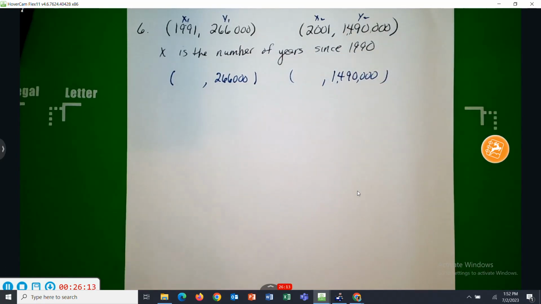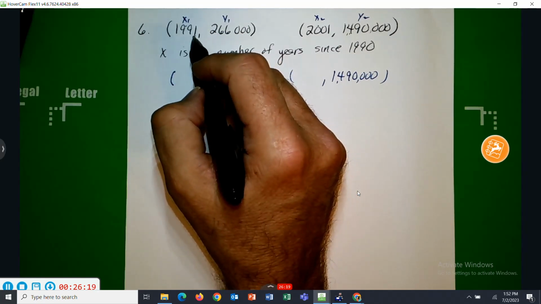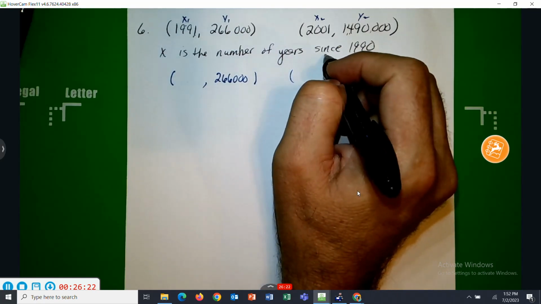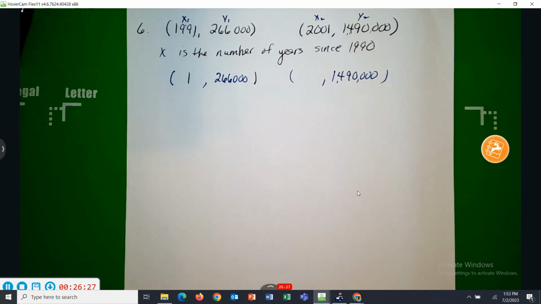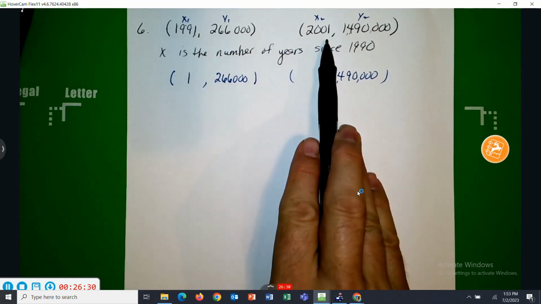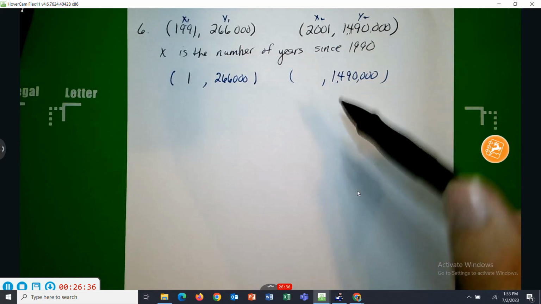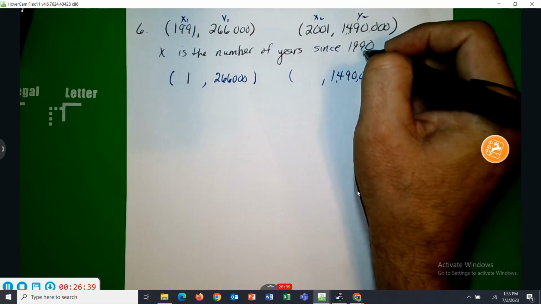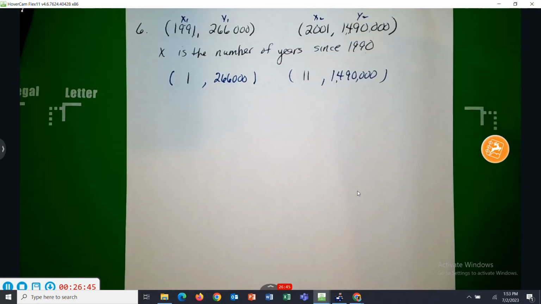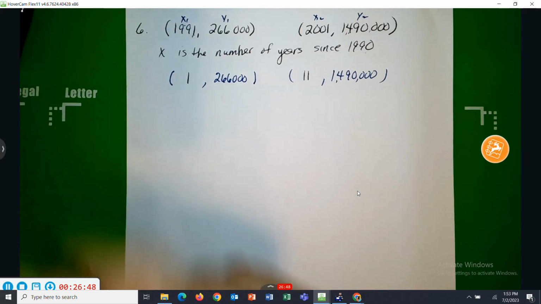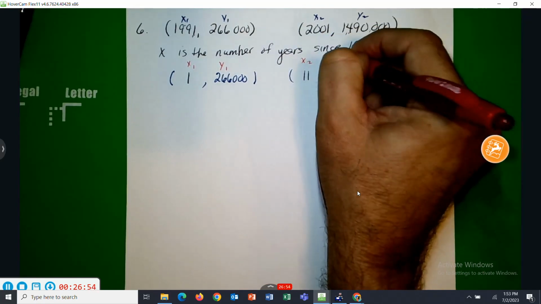But instead of 1991, this first X value, if it's 1991 is how many years since 1990? Well, just 1 year. Basically, you're subtracting 1990 from these X values. So at least this way you'll get some smaller numbers. So X1 would be 1. 2001 is how many years since 1990? 2001 minus 1990? That's 11. So here are ordered pairs that we'll use to find the slope.